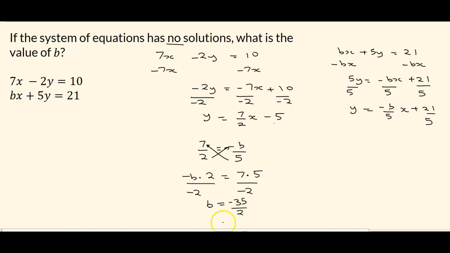Whenever you're dealing with algebra, you don't necessarily have to put it in a mixed fraction or mixed number state. This is perfectly fine. If you want to go ahead and do that, it's going to be the same as negative 17 and a half.